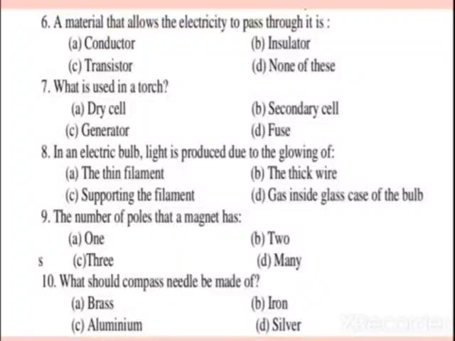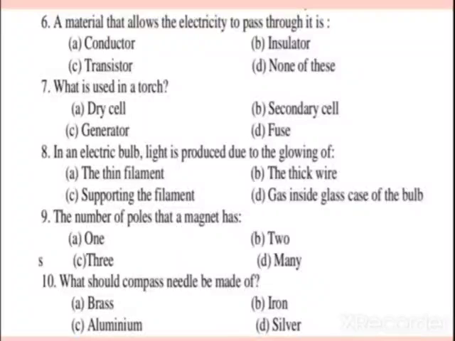8. In an electric bulb, light is produced due to the glowing of. Options are the thin filament, the thick wire supporting the filament and gas inside the glass case of the bulb. Here your correct answer is the thin filament. Why? Because if the filament is broken, your bulb will not glow. So in an electric bulb, light is produced due to the glowing of the thin filament.